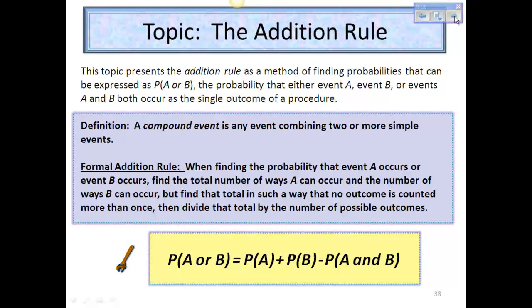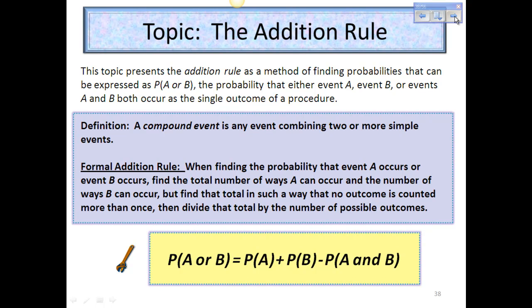This topic presents the addition rule as a method of finding probabilities that can be expressed as the probability of A or B. The probability that either event A, event B, or events A and B both occur as the single outcome of a procedure. So the key word here is or.